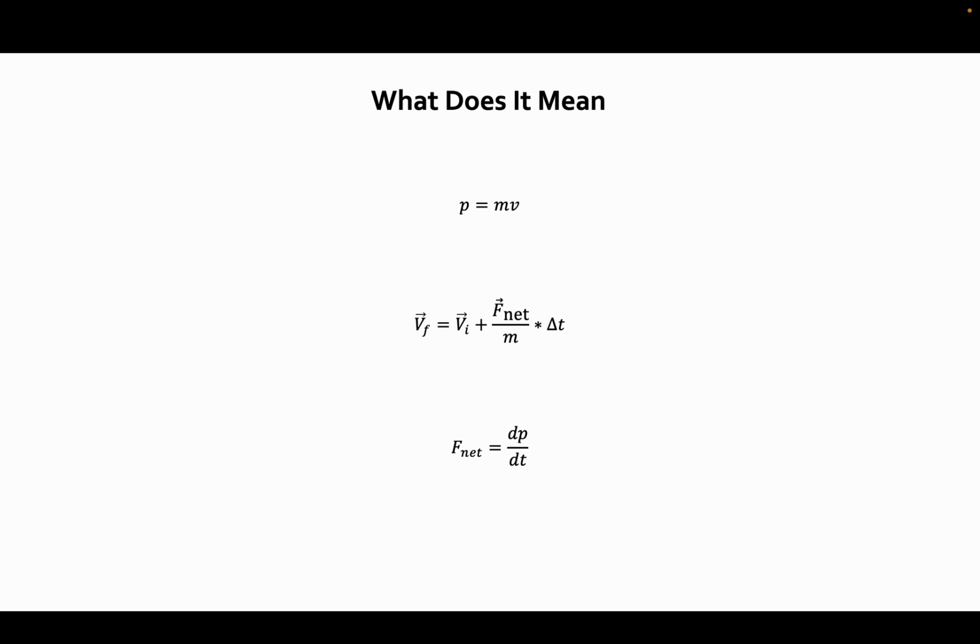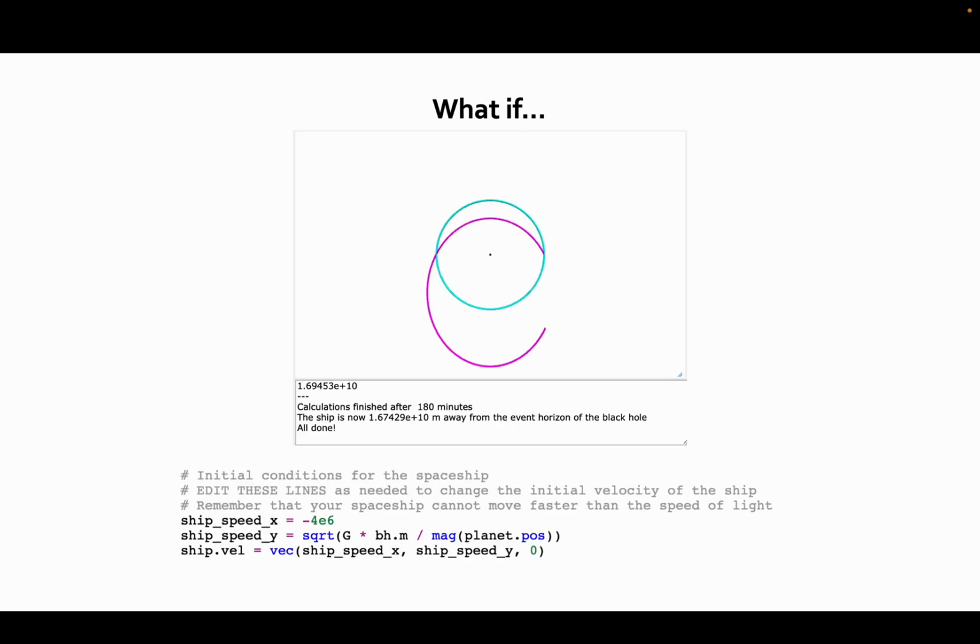As for the what does it mean question, net force is based on the rate of change of momentum, and in a situation like this experiment, net force cannot be easily found, so the change of momentum is used to determine net force. And for the what if question, by using the x velocity of negative 4 times 10 to the 6 and a y velocity equal to the speed of the planet, the ship was almost able to completely orbit around the black hole.